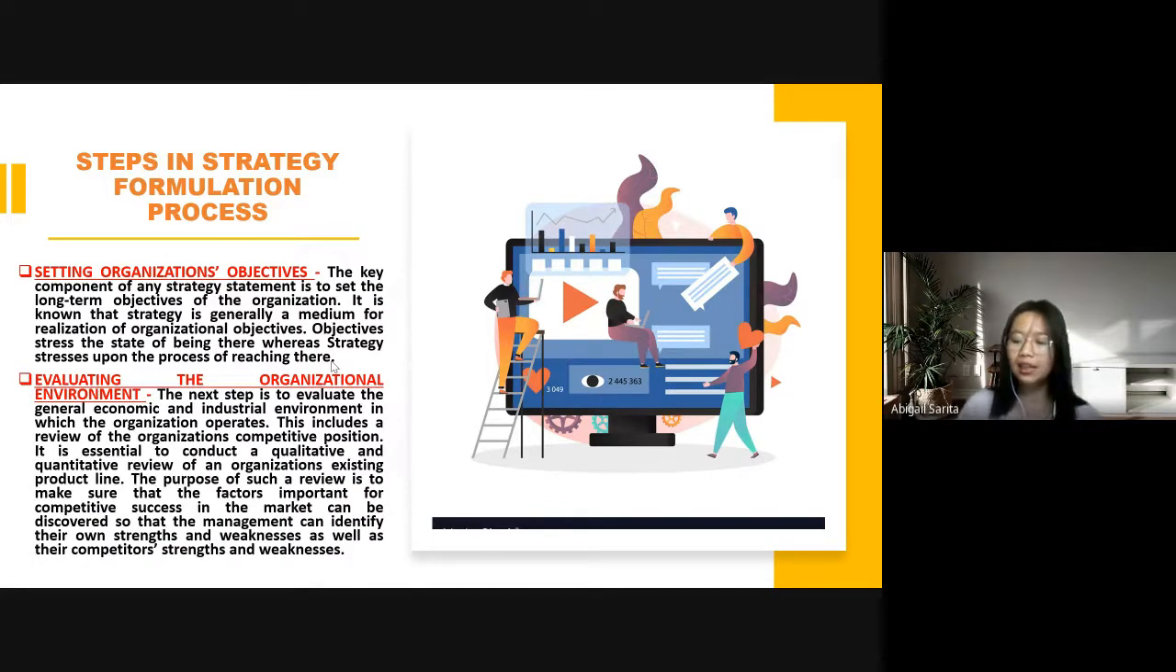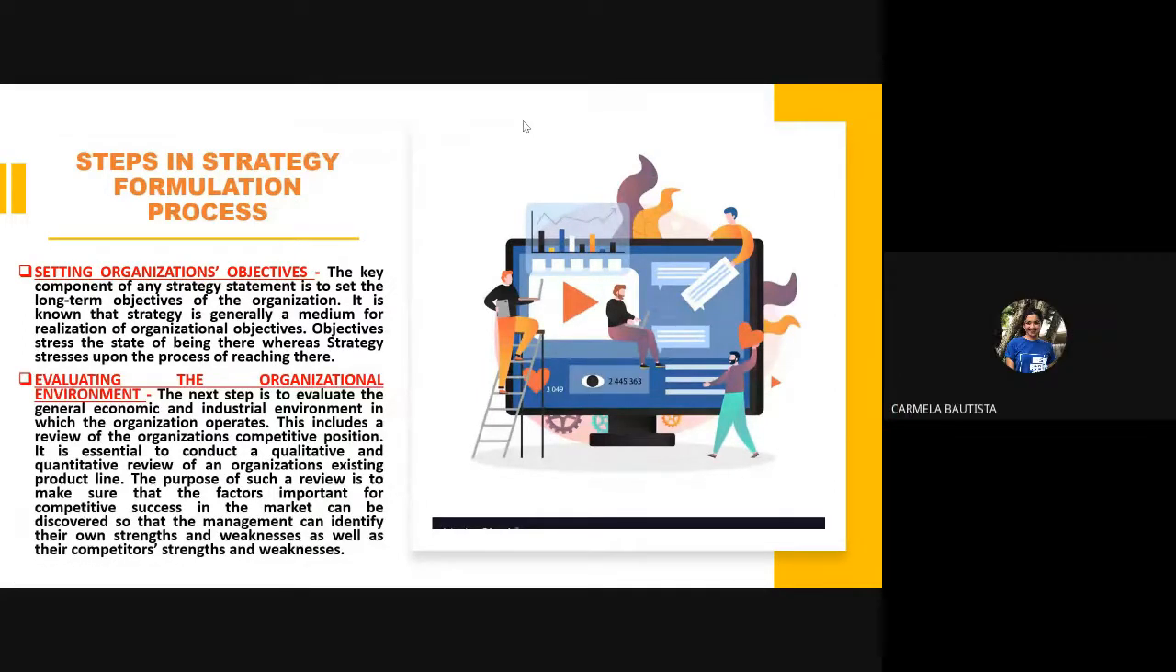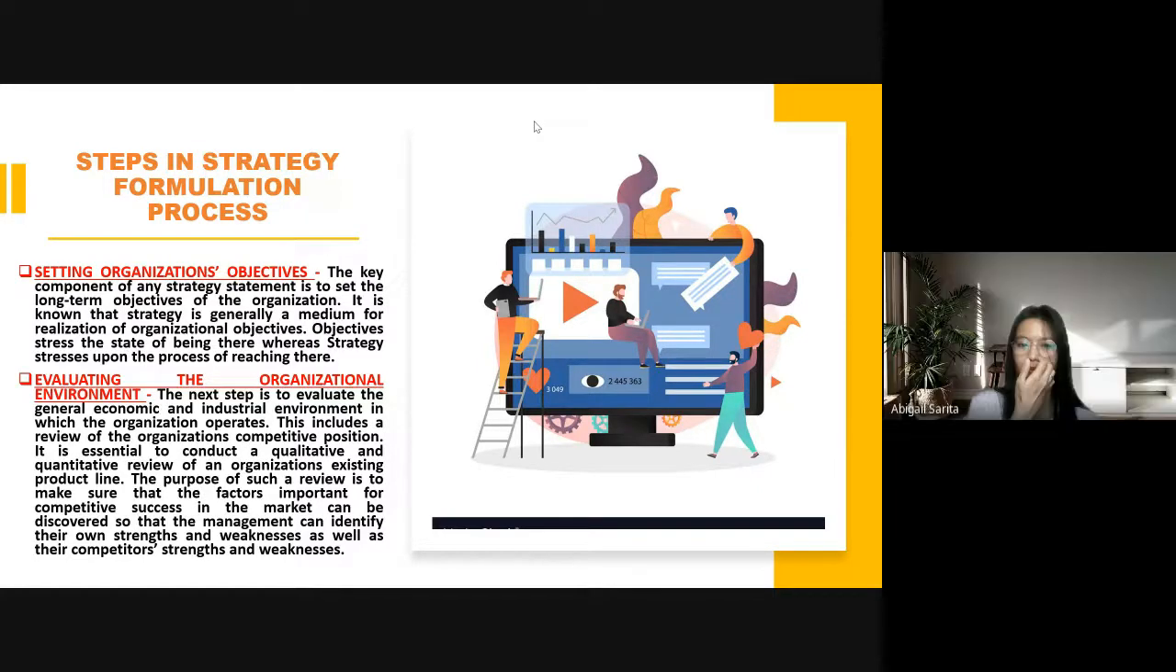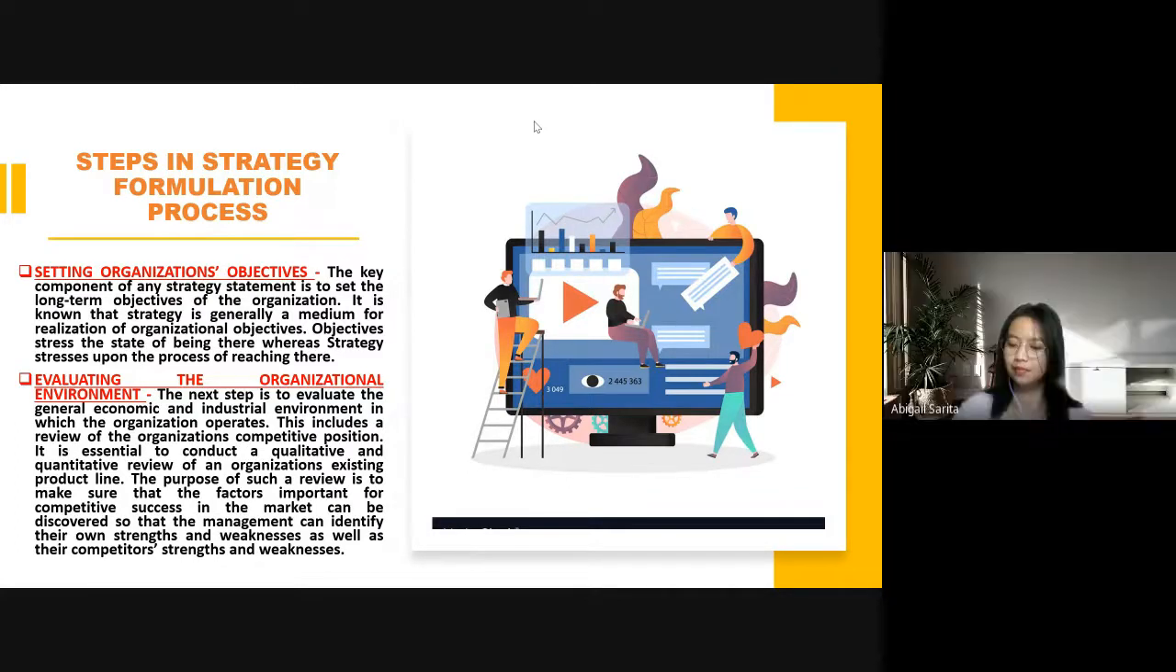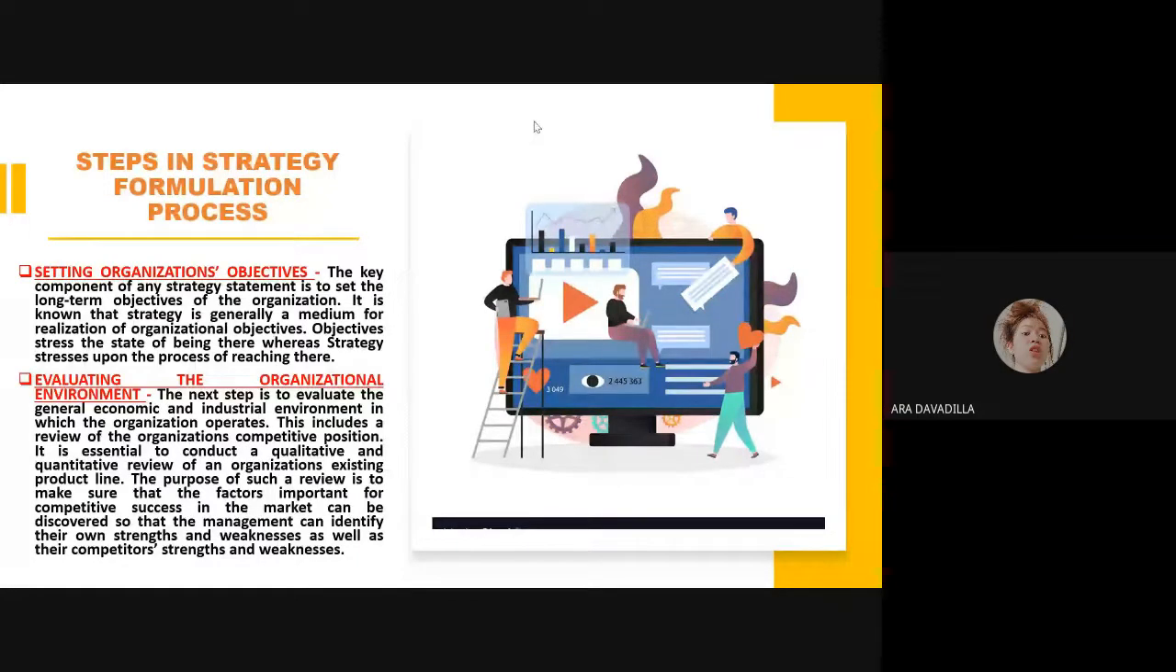Second, can you please read Carmela? Sorry po, medyo choppy, maingay. Sige, I'll change. Ara na lang. Ara, can you please read the second point? Evaluating the organizational environment. The next step is to evaluate. Ara? Hello po, naririnig po ako? Medyo mahina lang.